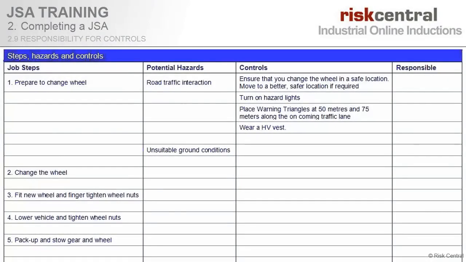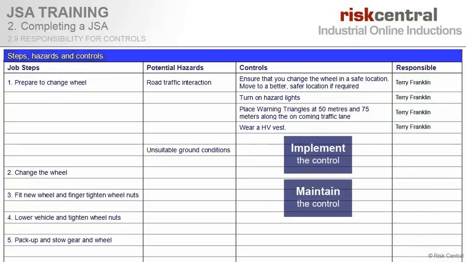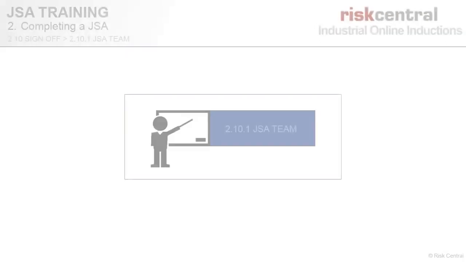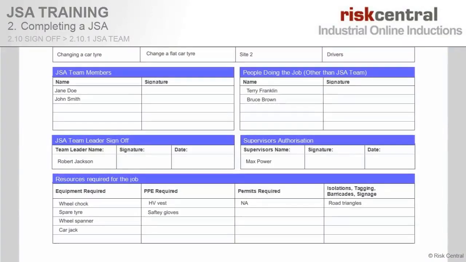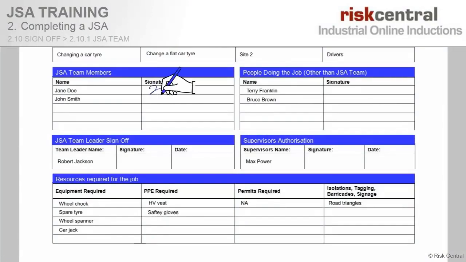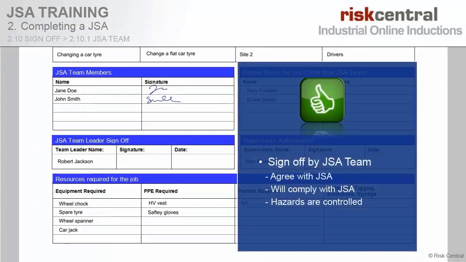Each control should have a person identified as responsible for ensuring the control is in place. That is to say, implementing the control and maintaining the control while the job is in progress. All JSAs require sign-off by the JSA team to indicate that they're in agreement with the content of the JSA, will comply with the JSA, and that all hazards are adequately controlled.